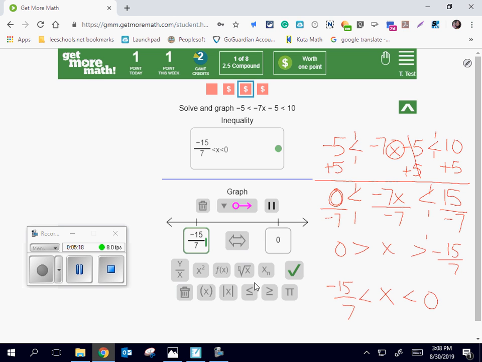Okay. Oh, and then we already have our negative 15 over 7. And oh, look, it put it in there for me. I didn't have to put those numbers in there. To graph it, notice the less than signs. And it's in between the two numbers, so I need one of these bottom 4 options with the open circles because they're both not equal to. So there we go, like that.